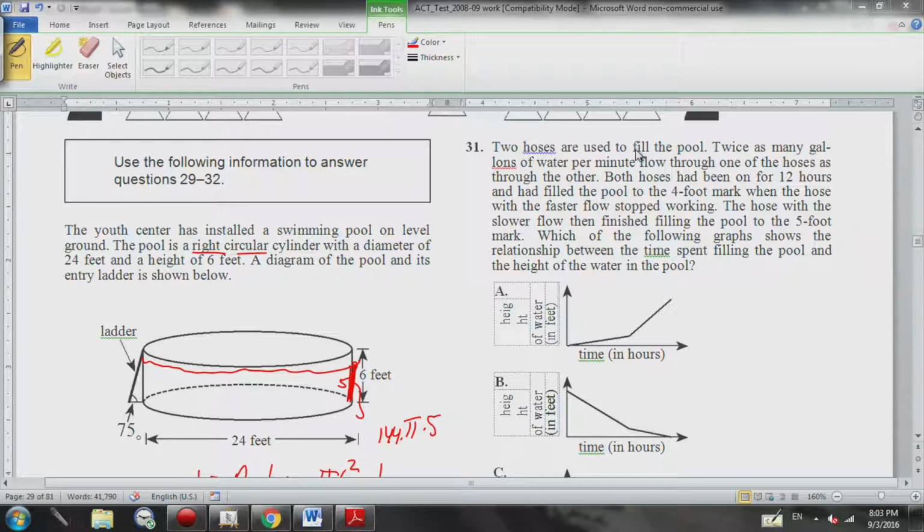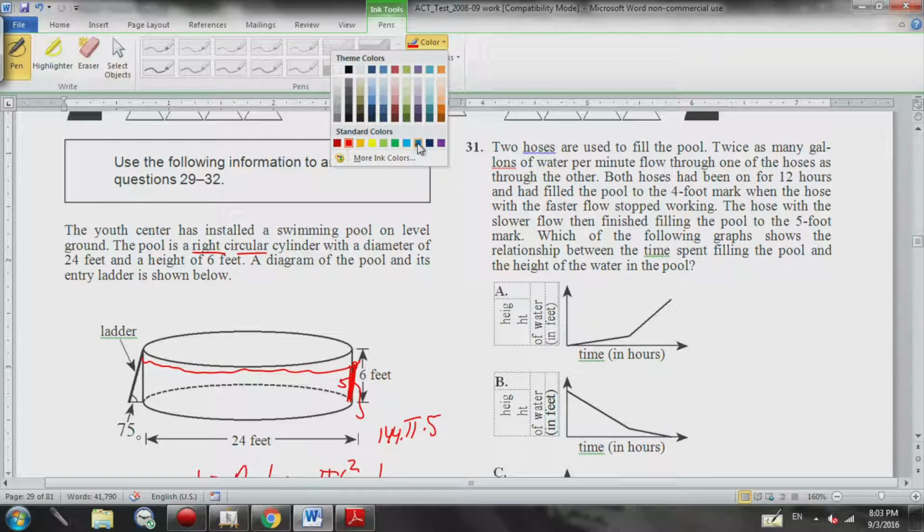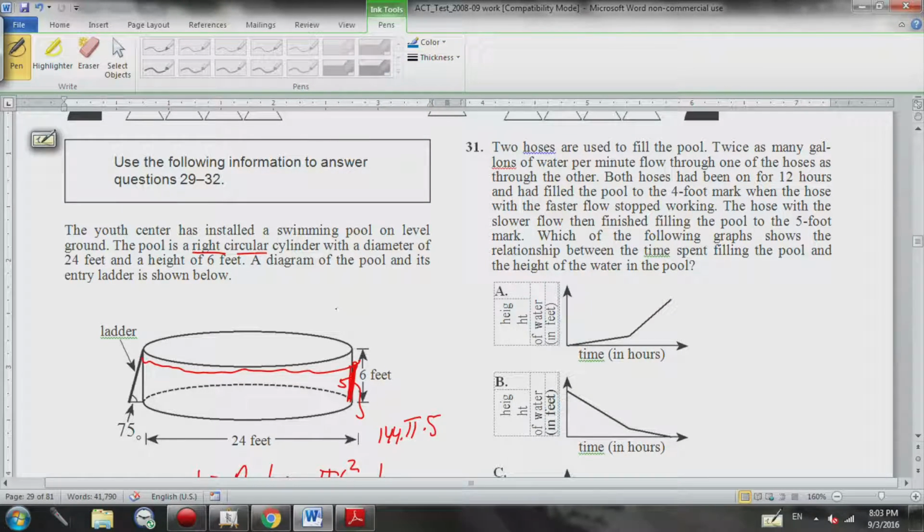Question number 31. Two hoses are used to fill the pool. So we're still talking about the same pool, and they're filling it with water. So there's water, hose 1 and hose 2. Twice as many gallons of water per minute flow through one of the hoses as the other one. So one is a big hose, and the other is not as big. If the rate here is x, the rate here is 2x. Okay, so twice as many.